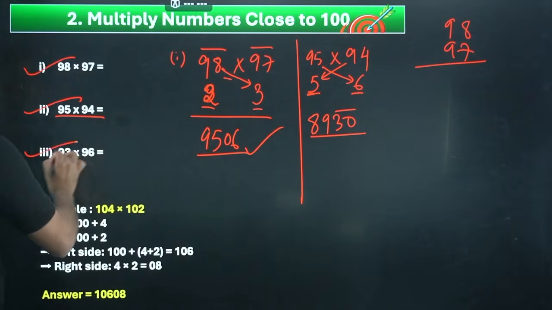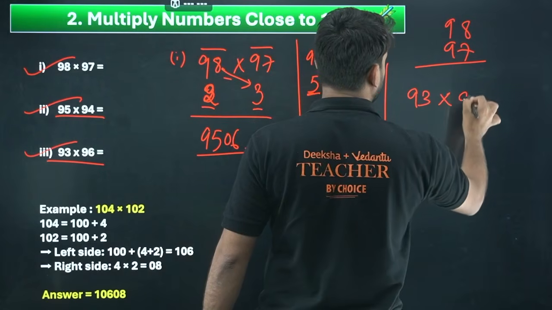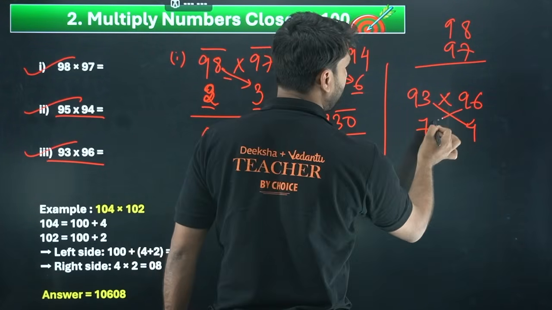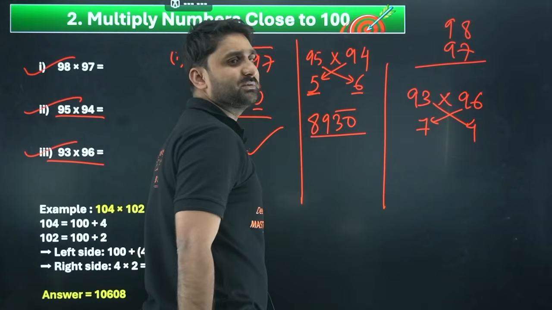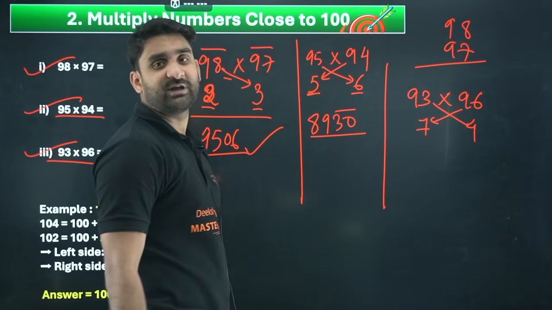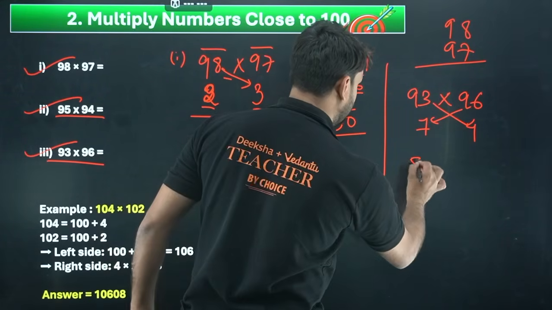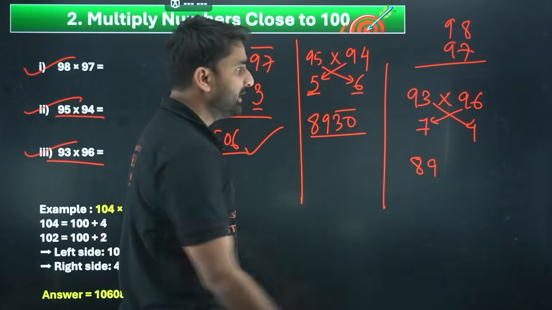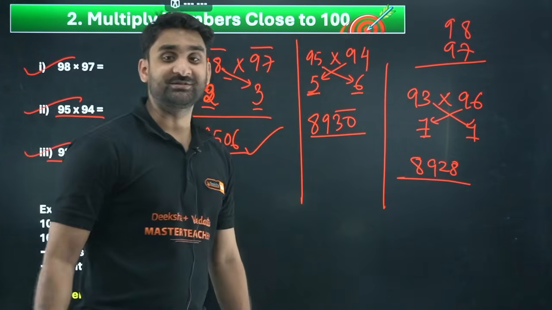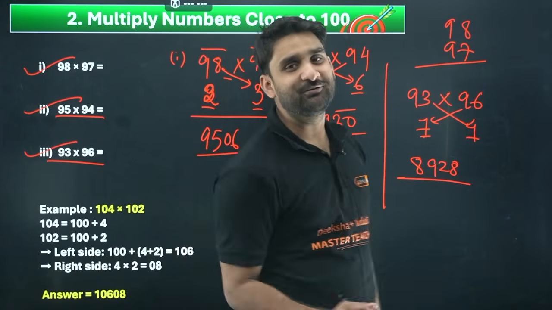Similarly, 93 into 96, we can find the result. 93 into 96. So put 7 here and put 4 here. In cross form, subtract the numbers. 93 minus 4. Or you can also take 96 minus 7. So if we subtract 7 from 96, I think 89 will be there. Right, and multiply these numbers, 7 fours are 28. This is the answer. You can verify by doing the long multiplication method that you usually follow, my dear.